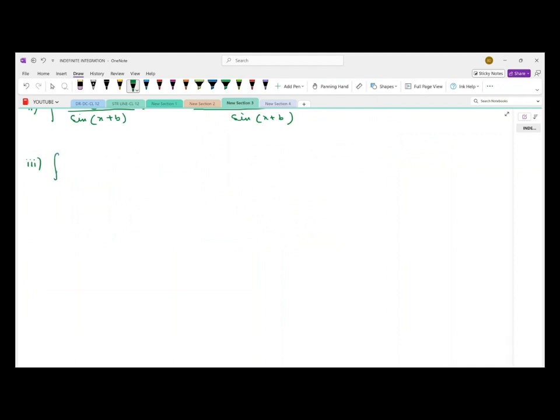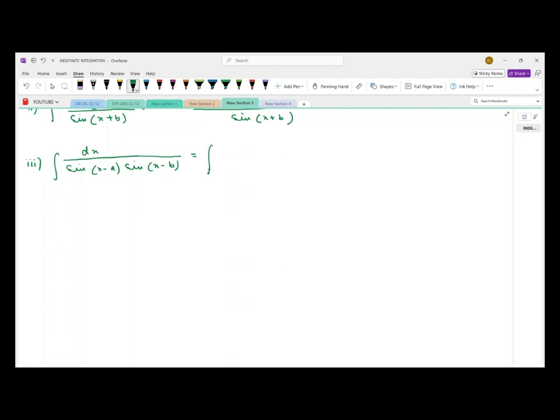That is, you have only dx in the numerator, and in the denominator you have both the expressions with sine: sine x minus a, sine x minus b. So now what is the manipulation here?